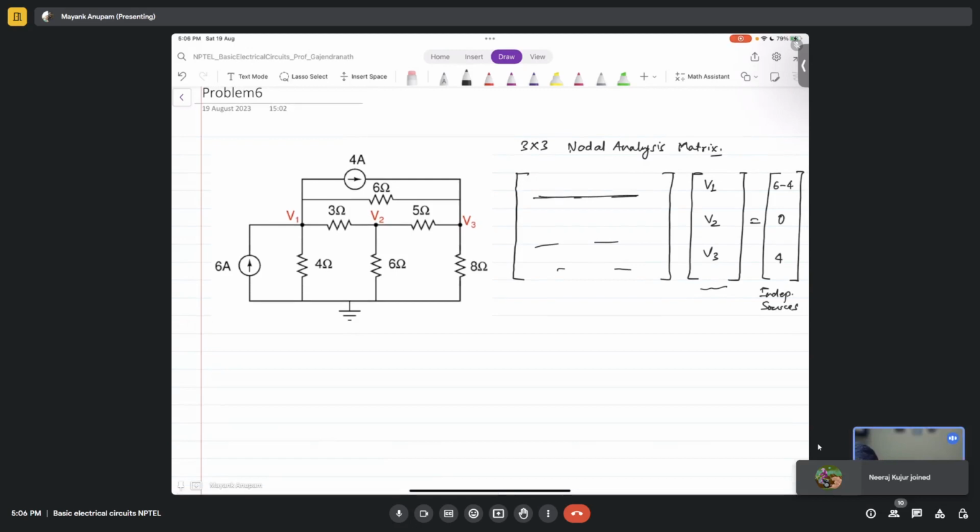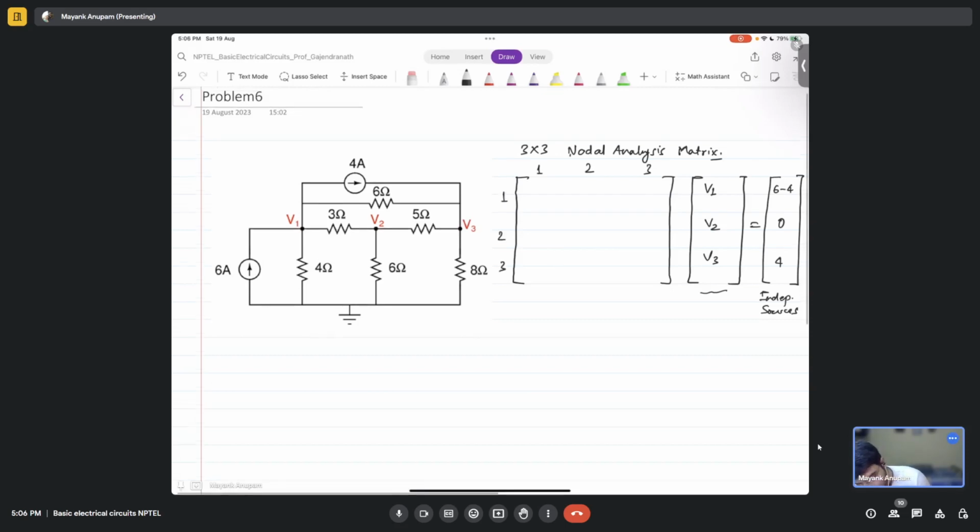Now tell me the entries here. This is 1, 2, and 3. Tell me what will be this entry. 1 by 4 plus 1 by 3 plus 1 by 6, so 1 over 6. What will be the second one? Minus 1 by 3. Yes. What will be the third one? Minus 1 by 6.